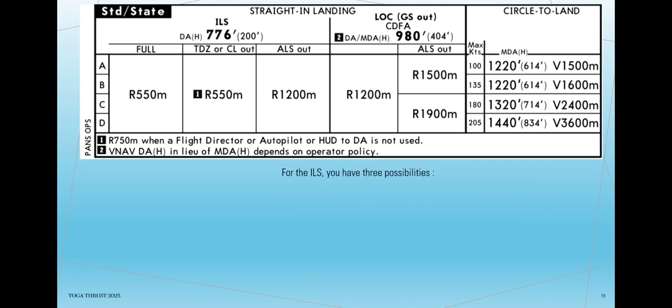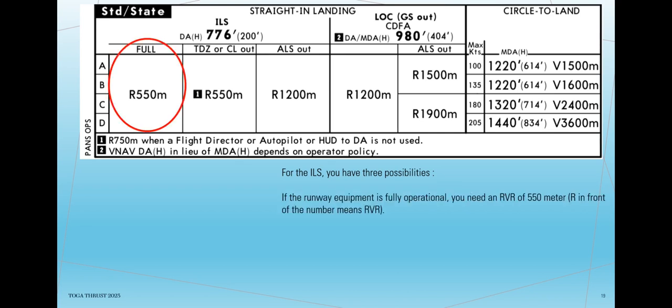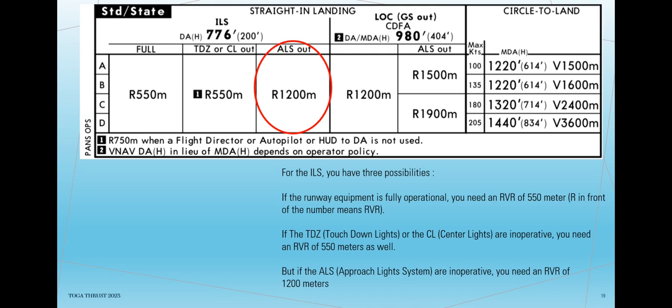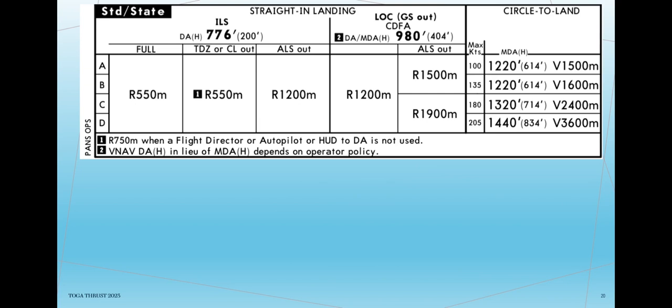For the ILS, you have three possibilities. If the runway equipment is fully operational, you need an RVR of 550 meters, R in front of the number means RVR. If the TDZ, touchdown zone lights, or the CL, center lights, are inoperative, you need an RVR of 550 meters as well. But if the ALS, approach light system, is inoperative, you need an RVR of 1,200 meters. And this for all four categories of aircraft.